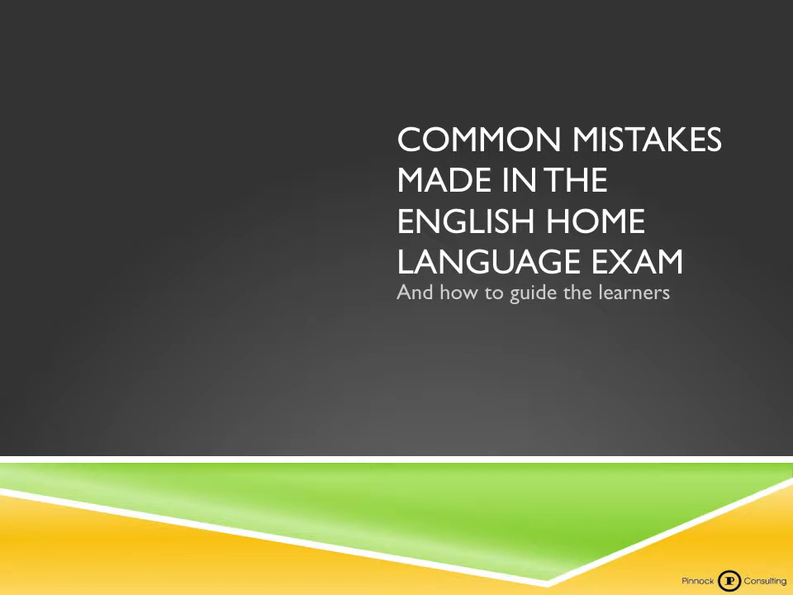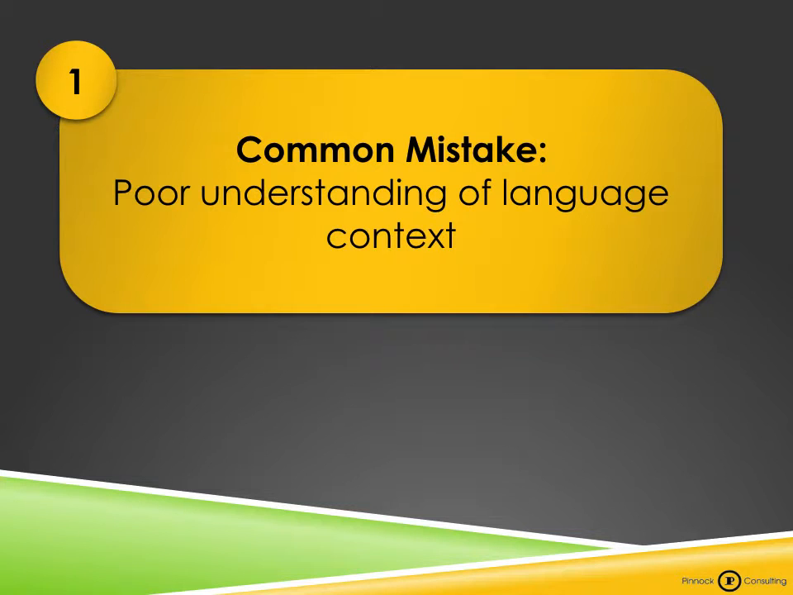There are certain mistakes that are commonly made in the English Home Language exam, as well as the formal assessments, and we need to look and see how we can guide our learners to make sure that they answer the questions correctly, as well as improve their English results. Now, the first common mistake is that the learners have a poor understanding of the language context.